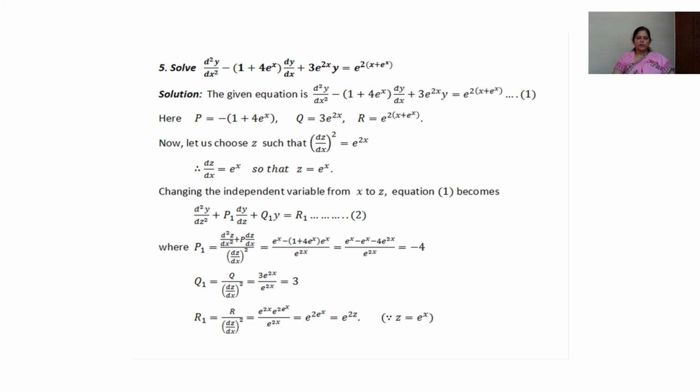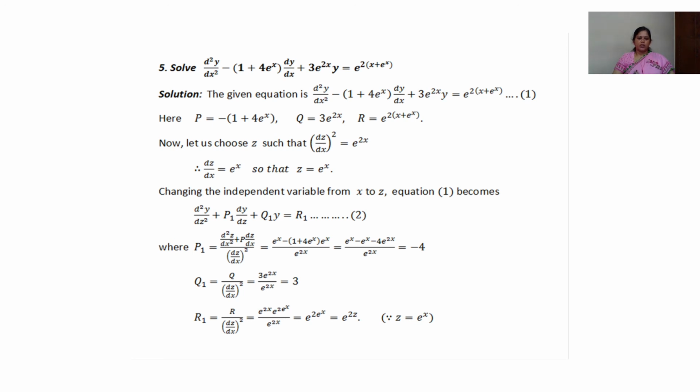So here in the numerator, e^x and minus e^x will cancel. The remaining value is minus 4e^(2x) by e^(2x). Again, e^(2x) and e^(2x) will cancel. We will get only minus 4 for p1. Now q1 is equal to q by (dz/dx) whole squared. So the q value is 3e^(2x) by e^(2x). Both will cancel, and we will get only 3 for q1.